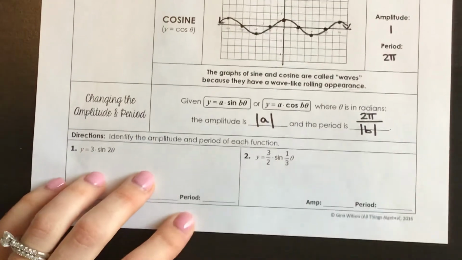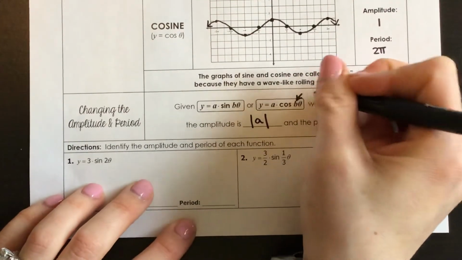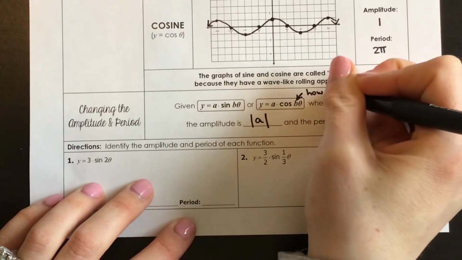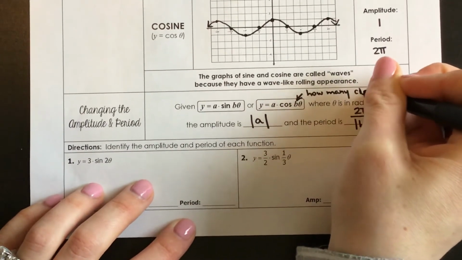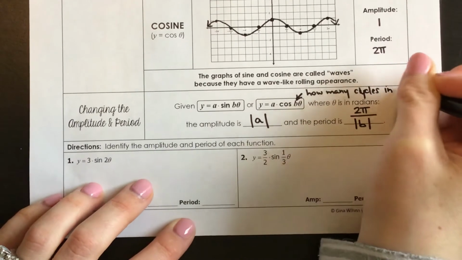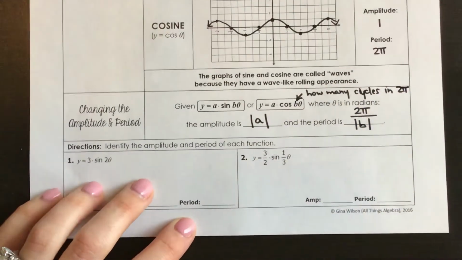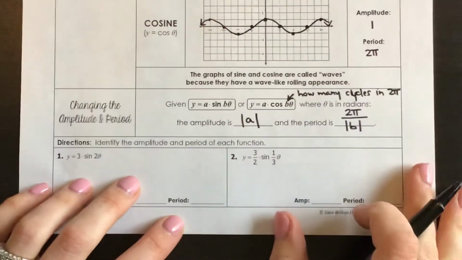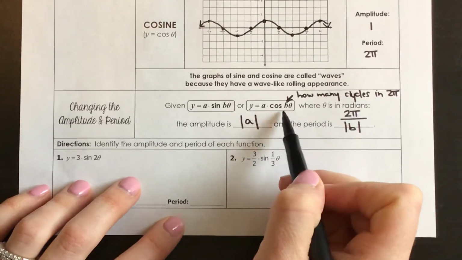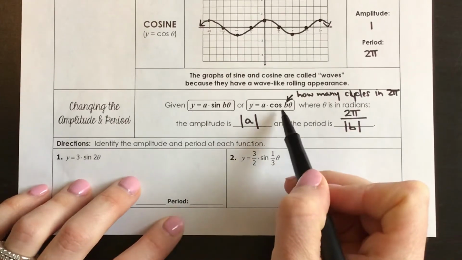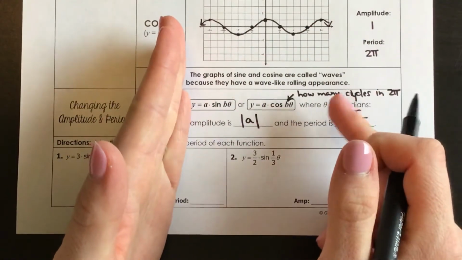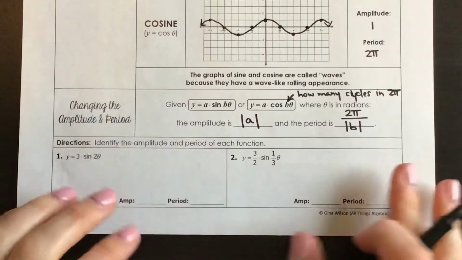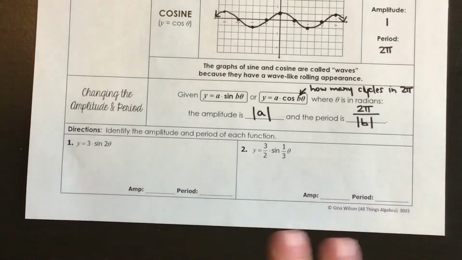So what this value actually is, this letter B, is how many cycles happen in 2 pi, or 360 degrees, but we're trying to get used to radians here. So this goes through one cycle in 2 pi. If you were to put a 2 here, if you were looking at a distance of 2 pi, it would go through 2 complete cycles. So it would go twice as fast.